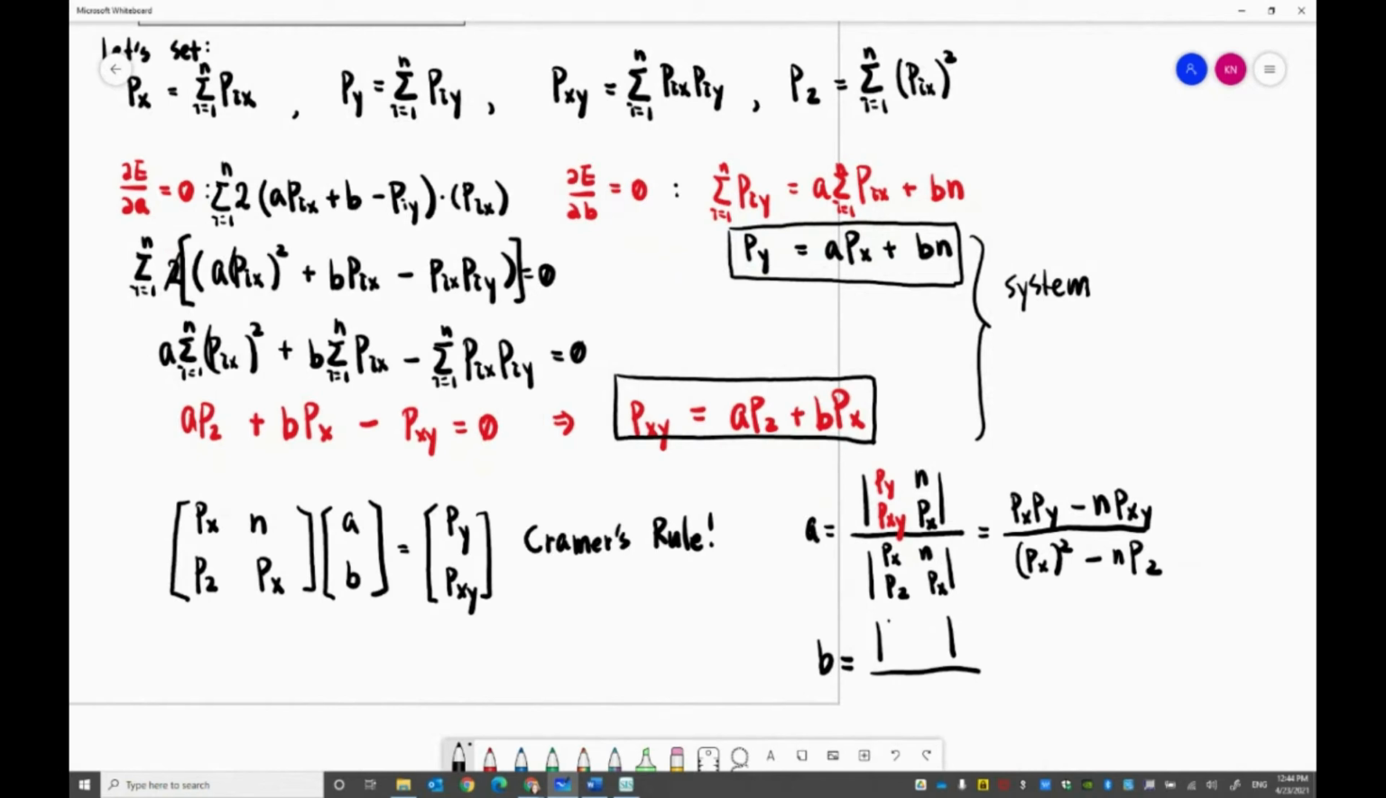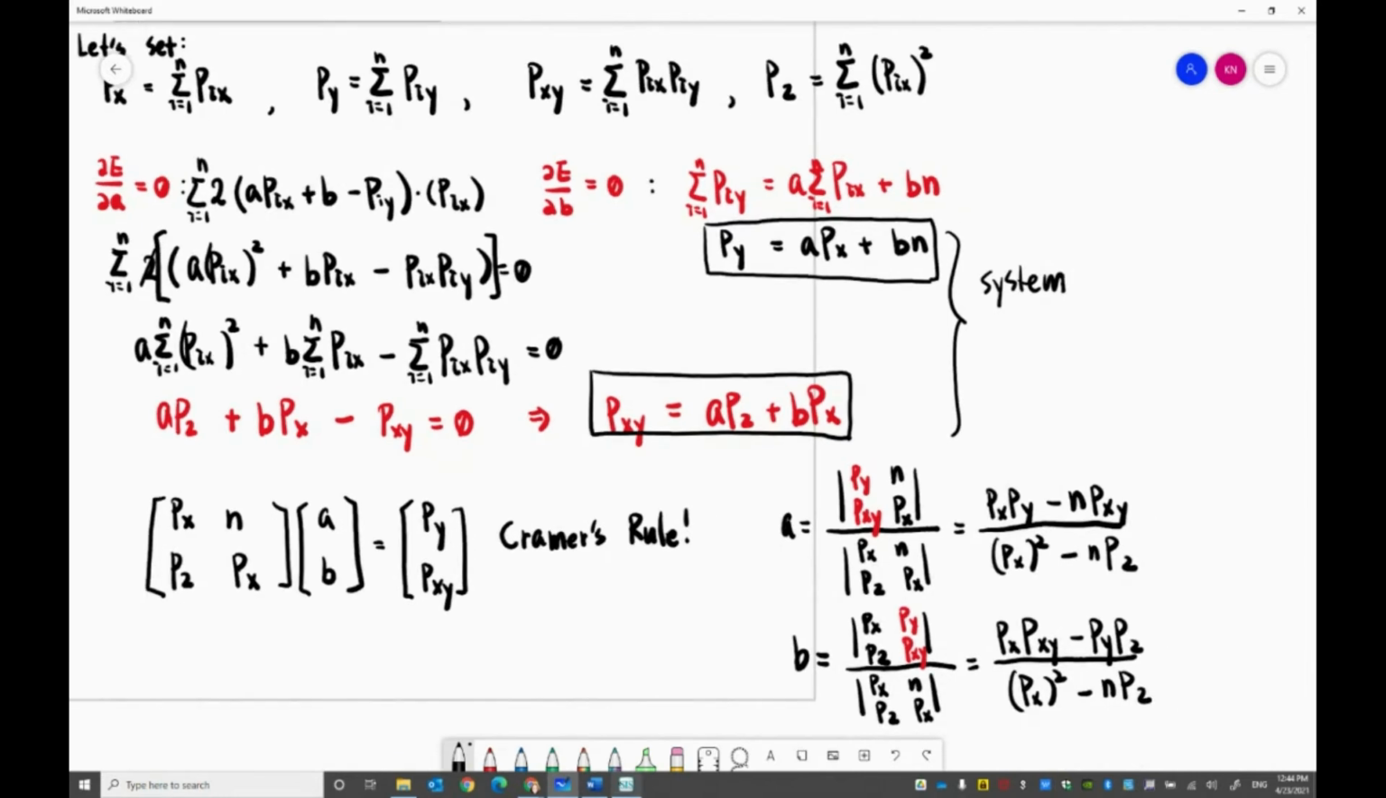Numerator: the A column stays P sub X, P sub 2, but the B column will be the resultant, so P sub Y, P sub XY. Then the denominator is the same, the determinant of the coefficient matrix. So if I do this one, AD minus BC, P sub X times P sub XY minus P sub Y times P sub 2, over P sub X squared minus N times P sub 2. Yes, we are done finding A and B.